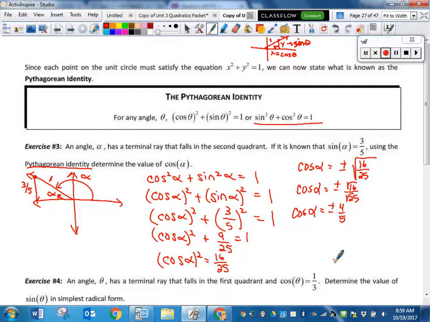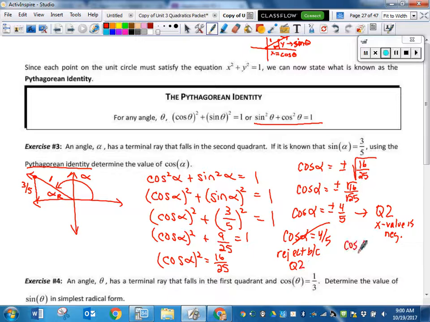But the final thing I got to ask myself is, is it positive or is it negative? Well, what quadrant am I in? They told me I was in Q2. And what do I know about cosine in Q2? Cosine in Q2 is not positive. It's the x value, and the x value is negative in quadrant 2. So I'm rejecting, so cos alpha equals 4/5 would get rejected. Reject, because you're in Q2. Final answer, your cosine of alpha is equal to negative 4/5 in this case. Using the Pythagorean identity to do that.